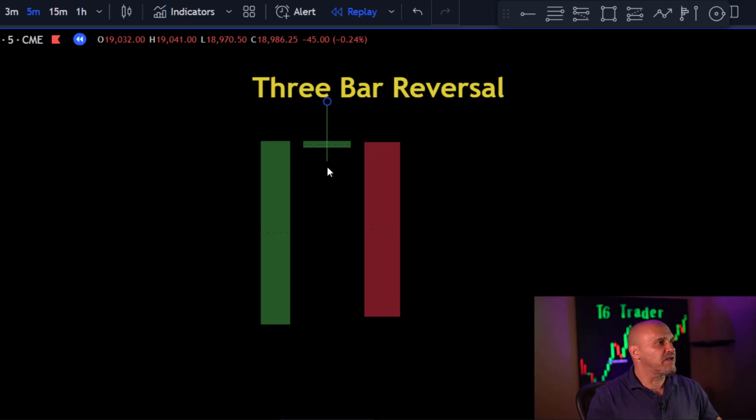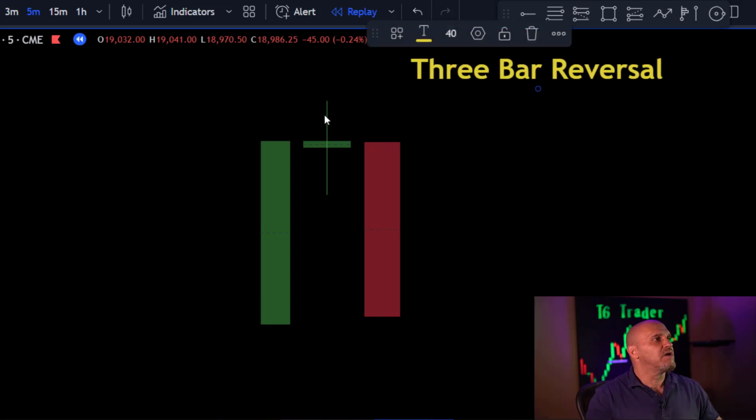This wick actually can be larger like this, creating a doji. It can be a hammer. As long as it has a large wick, that's what we're looking for, a large top wick. The tail doesn't matter too much, but we want a large wick. Let me get this out of here. A large wick signifying that the bulls have tried to take the price up, and they couldn't do it. So then we have the reversal here.